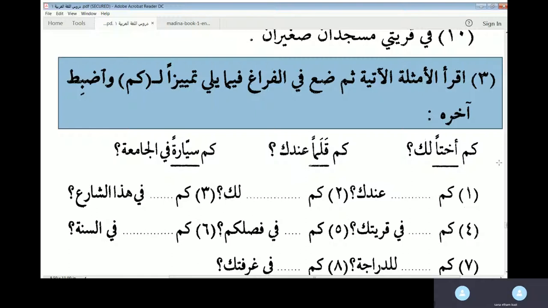Kam, was bit akhira. So ikhra, read. The following examples, and then put in the blank. Farag, what is the word farag? Farag means empty space, blank. Okay, blank.